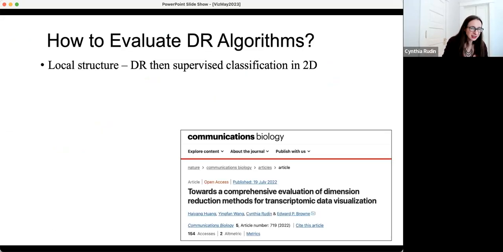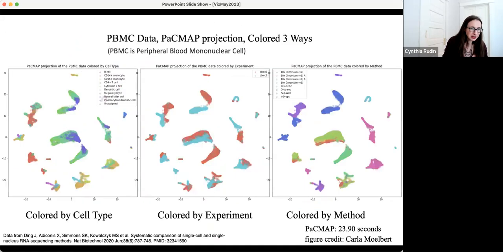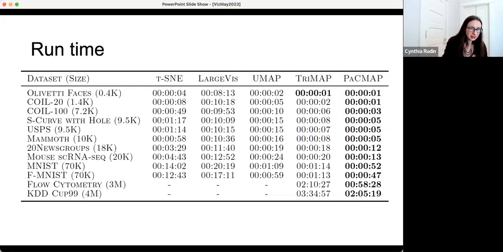So if I go back to the timing plot, this is showing you how big the data sets are. So 20,000 points, you're doing it in 13 seconds. You see what I mean? This is 4 million. It took us 2 hours.